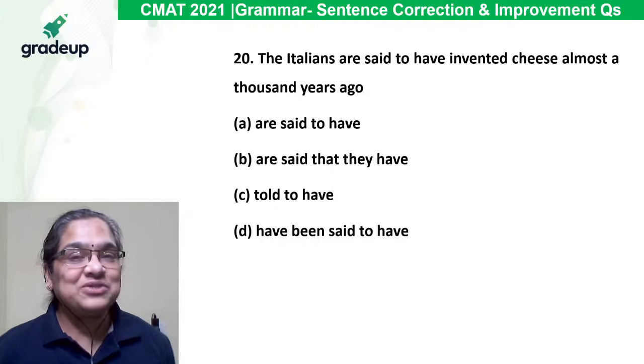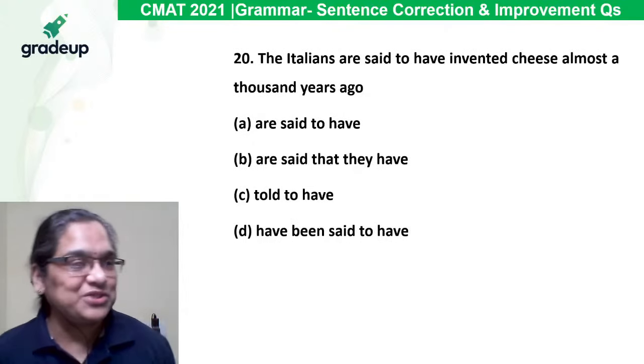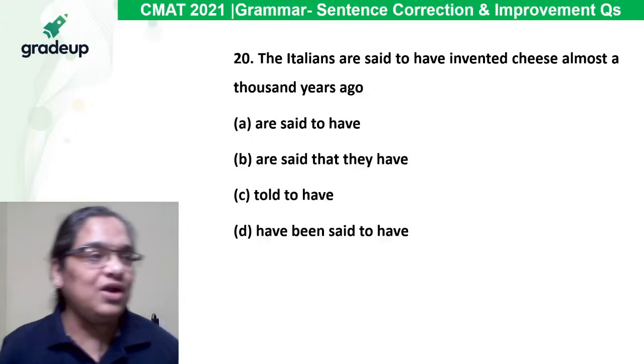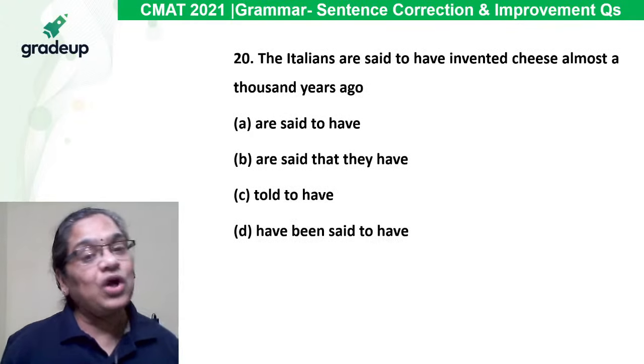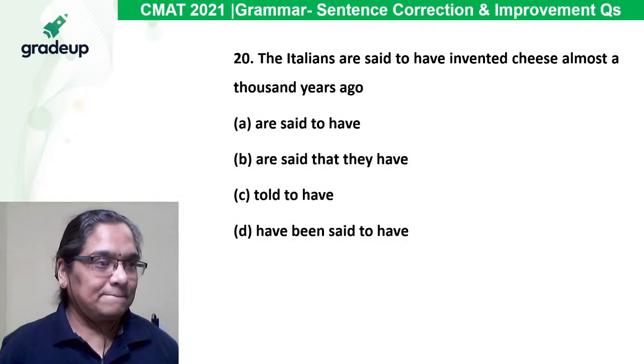You know, I have asked you the had been doing, had been waiting questions. 5 out of the 20 questions were only on one rule of tenses, and you got all of them right. So I'm very happy.